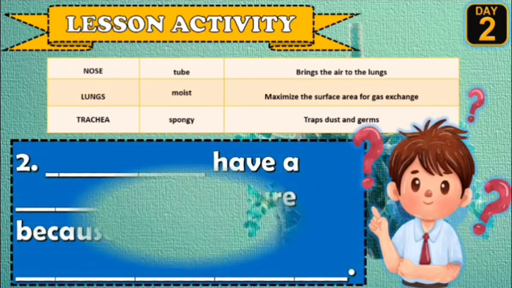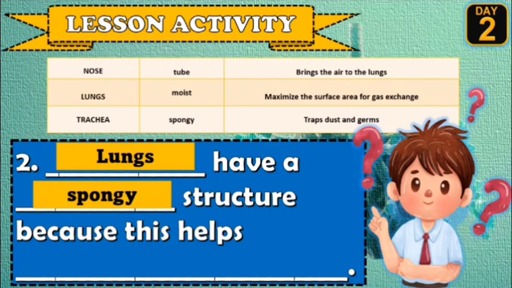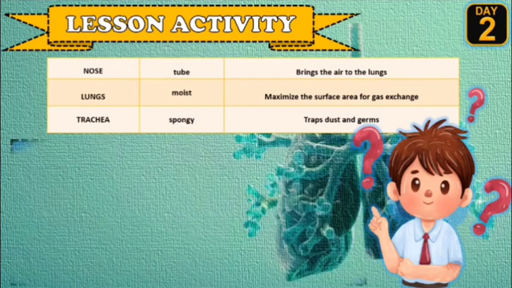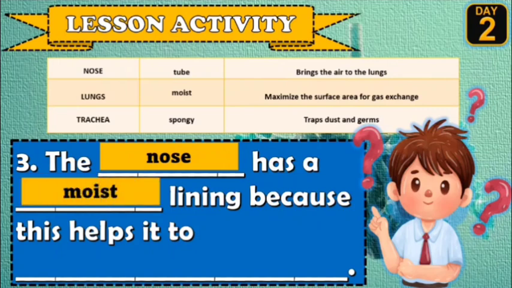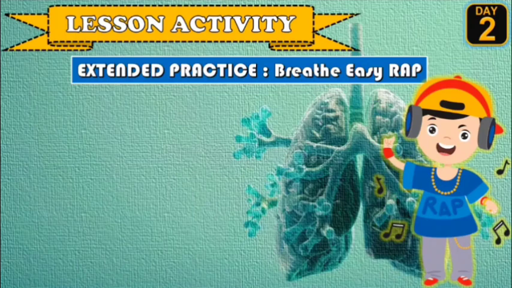Number 2, blank have a blank structure because this helps blank. So the answer is the lungs have a spongy structure because this helps maximize the surface area for gas exchange. For number 3, the blank has a blank lining because this helps it to blank. The answer is the nose has a moist lining because this helps it to trap dust and germs.